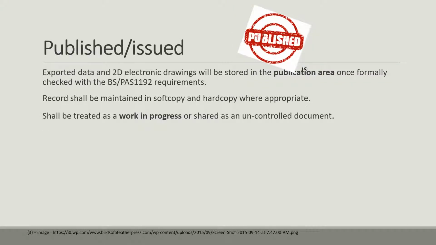Then it goes on to be published. This is the exported data in 2D electronic drawings. They will be stored in the publication area once formally checked with the BS-PAS 1192 requirements. The record should be maintained in soft copy and hard copy where appropriate, just so that it doesn't get lost. It shall be treated as a work in progress or shared as an uncontrolled document.